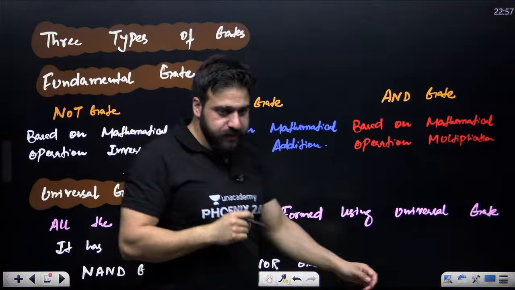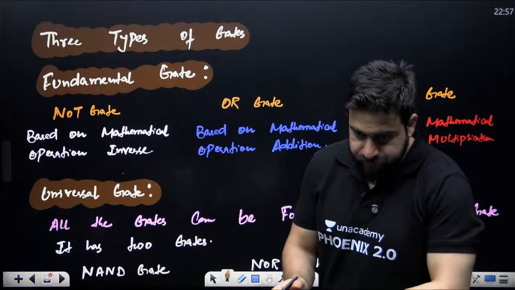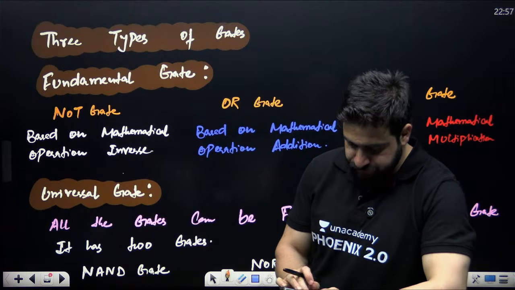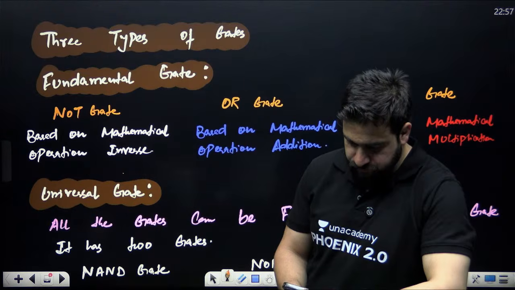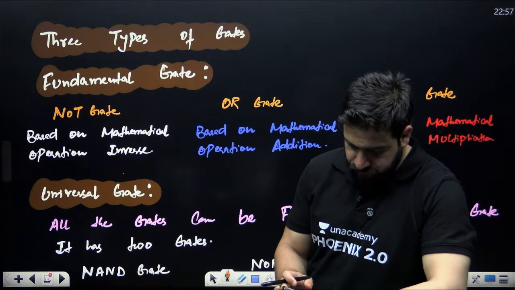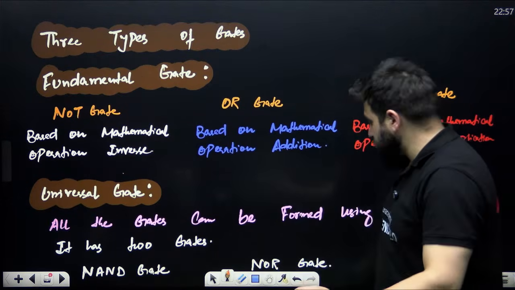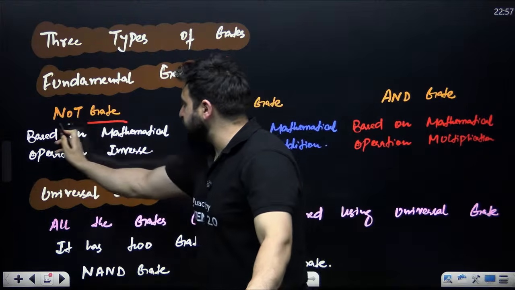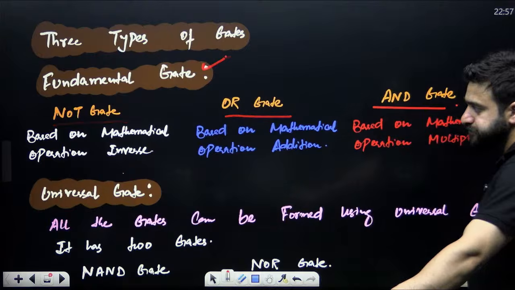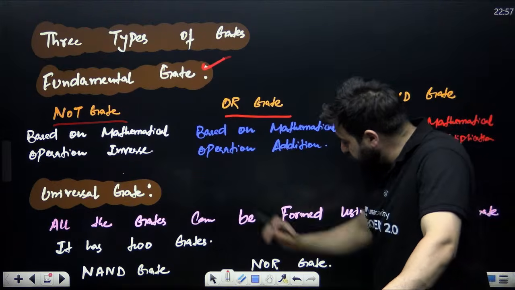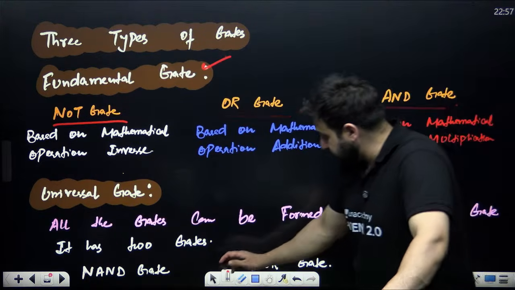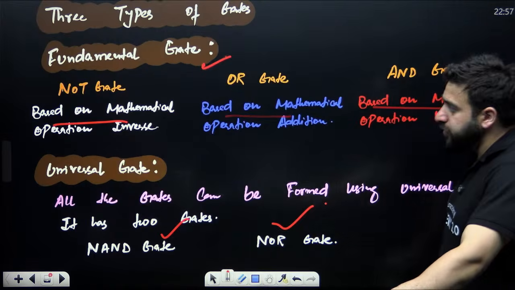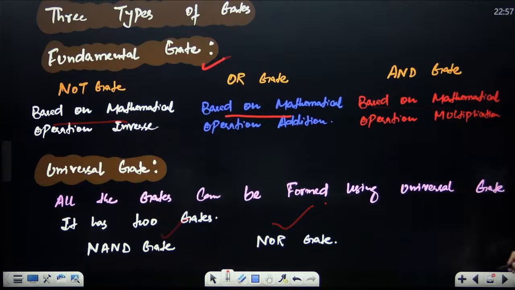Types of gates. Take a look. We say there are fundamentally 3 gates: NOT, OR, and AND. Okay. Then you have universal gates. The universal gates are NAND and NOR. Okay.